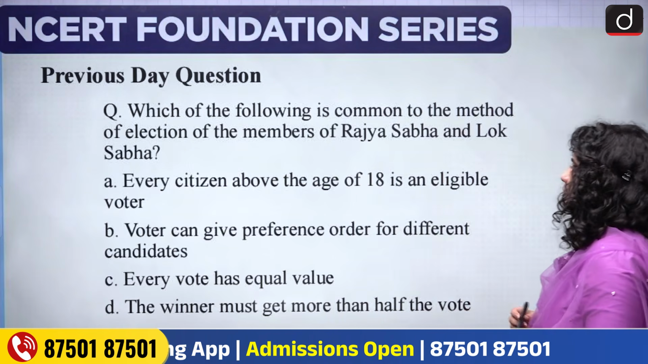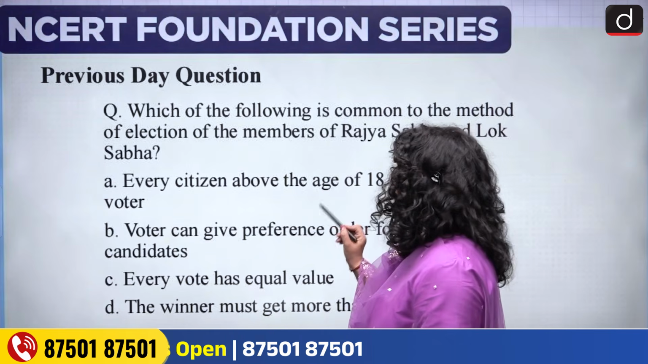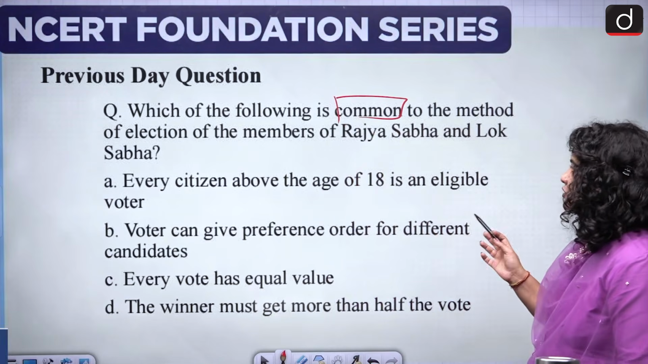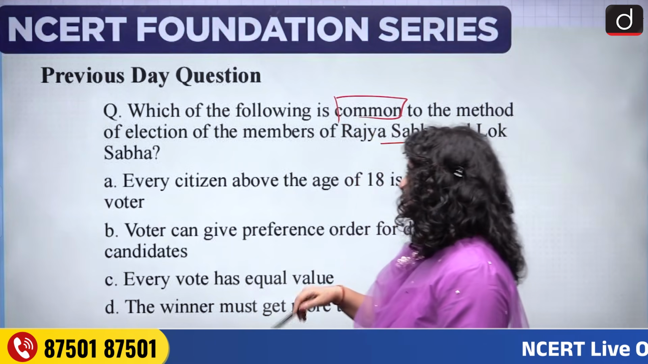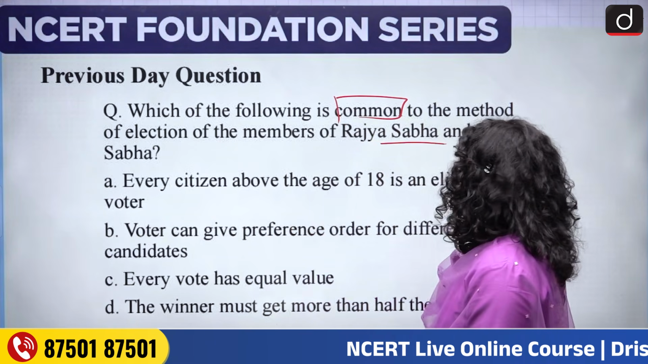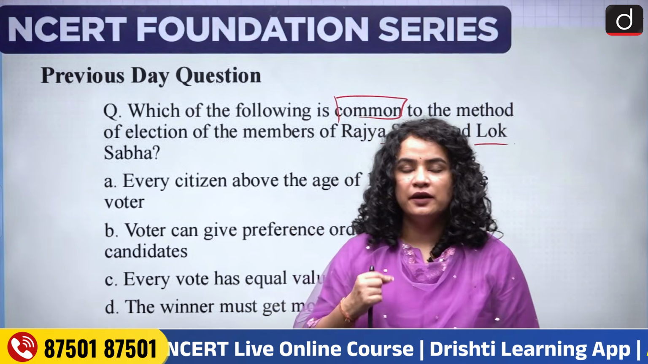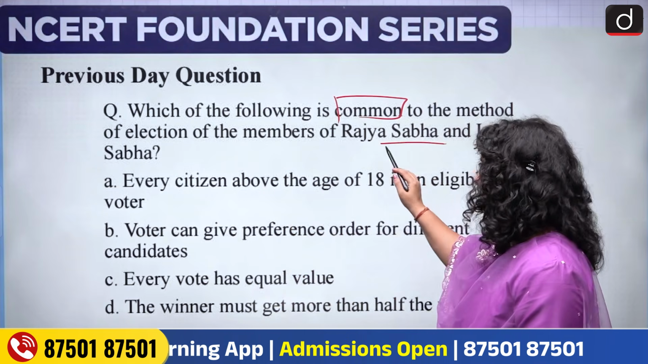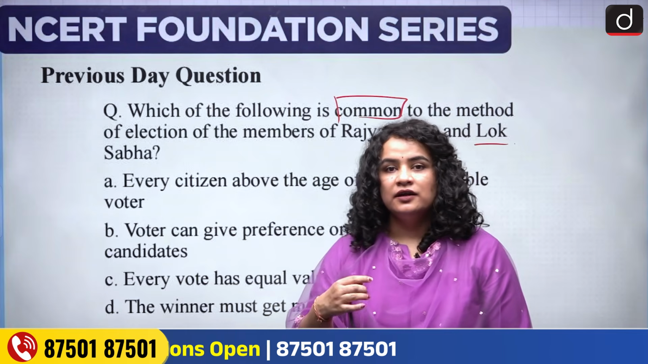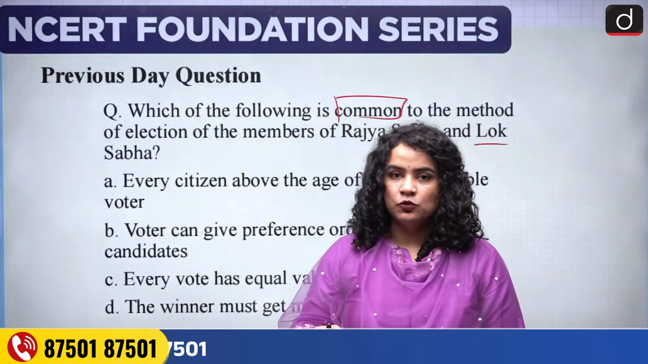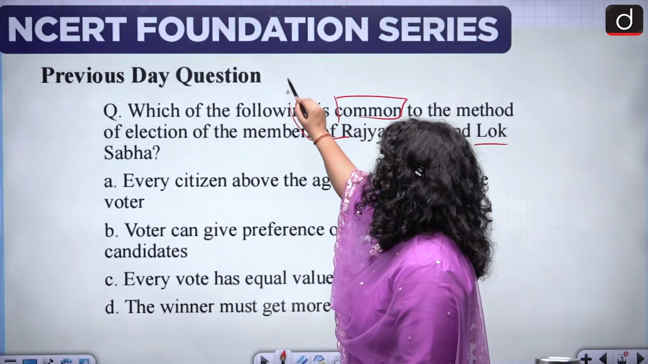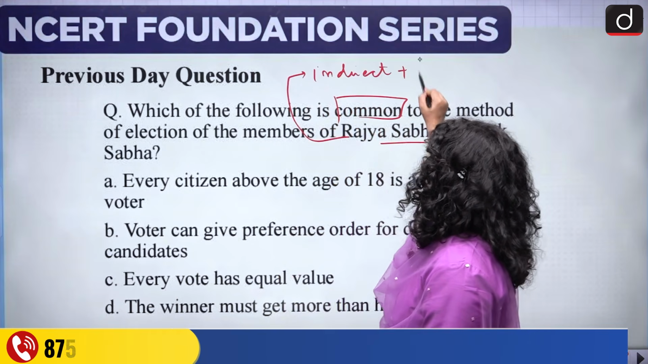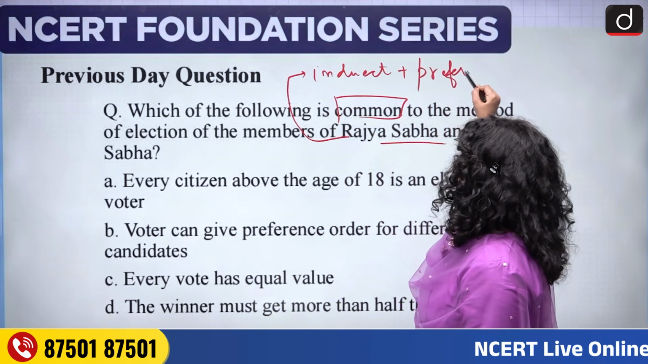So let's take a look at the previous day question. Which of the following is common to the method of election of the members of Rajya Sabha and Lok Sabha? So, first let's refresh our memory. Alright, we discussed that while electing the members of the Rajya Sabha, it's the MLAs that cast their vote. So, the method is indirect, and we also discussed that it is preference based.